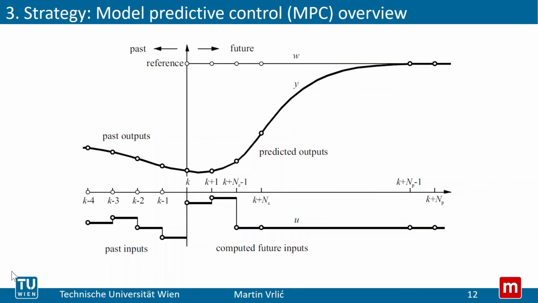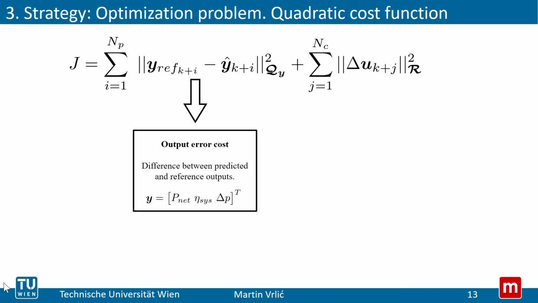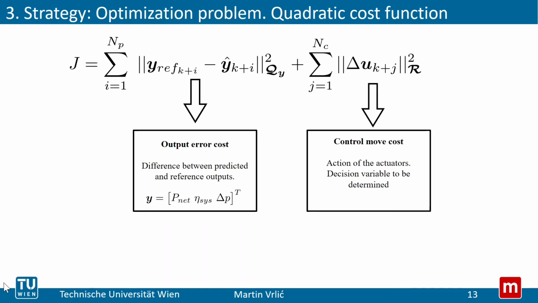The control strategy that we used is called Model Predictive Control, MPC for short. We use the model to predict the future outputs and then use that information to optimize the inputs that have to enter the system to achieve the desired outputs. As stated, the MPC is an optimization problem, which consists of the output error cost, the difference between the predicted and reference outputs, and the control move cost, which tells us how much effort we put into the controller. We don't want this to be too big, which would in turn mean that the controller behaves very aggressively.